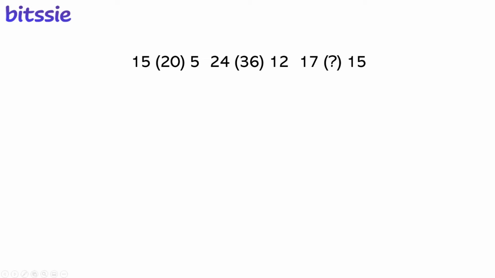So what we'll need to do is use the two numbers around the brackets. So for the first one that would be 15 and 5, and do something involving those two numbers to get this number in the middle, 20. Then do the same method to 24 and 12, and it should get you 36. If it doesn't, you'll need to try another method. And then apply that method that works to 17 and 15 to get this missing number.